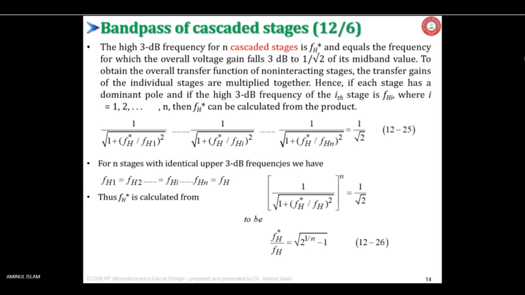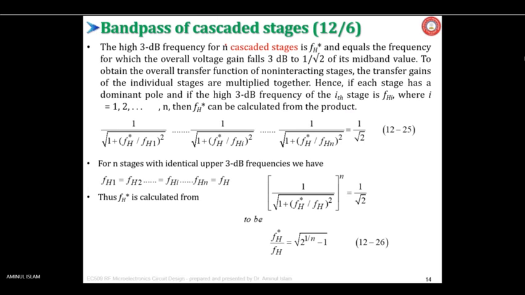Now, if you cascade more than one stage, then what will happen to the gain and the bandwidth? We'll see that when you are cascading multiple stages, n number of stages, the bandwidth is decreasing. We'll see this gradually. Bandwidth shrinkage will occur.